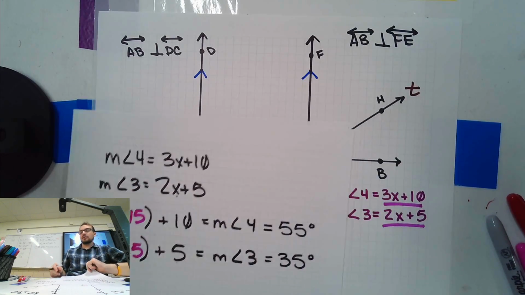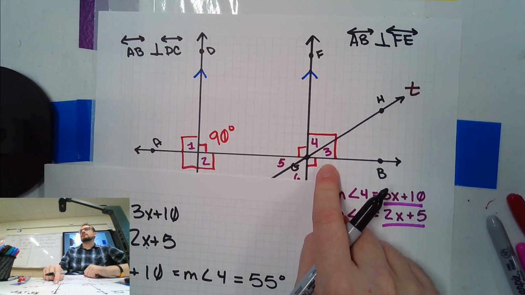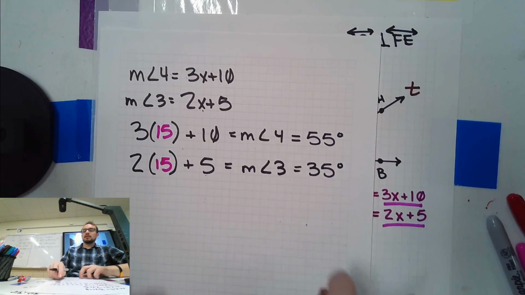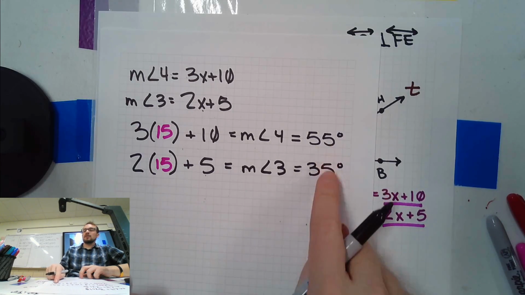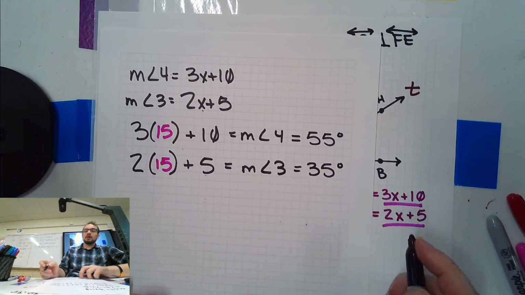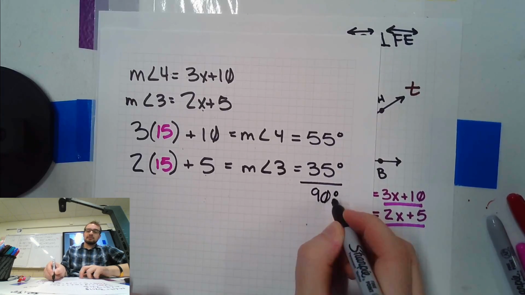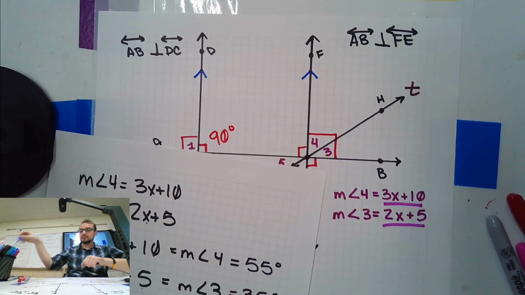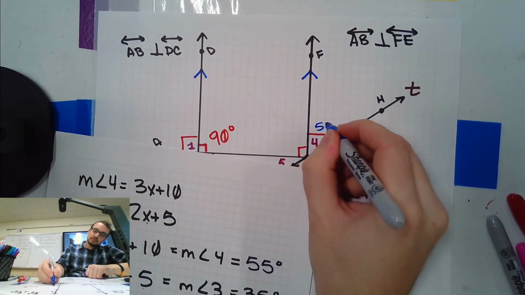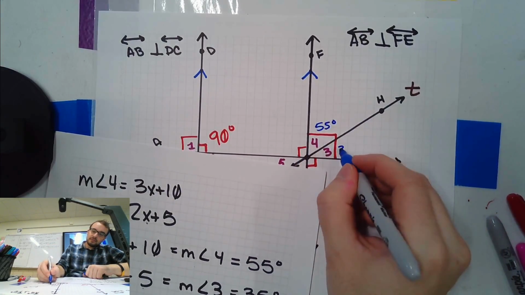Now, remember, 4 and 3 are supposed to add up to what? 90. Do they? Let's do 50 and 30 together. What's that? 80. 2 5s left over. Is that 90? Oh, yeah. So that checks out. So angle 4 is 55. Let's label that on our diagram. And angle 3, 35.